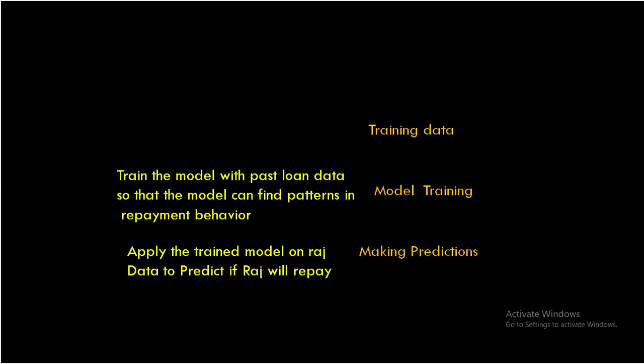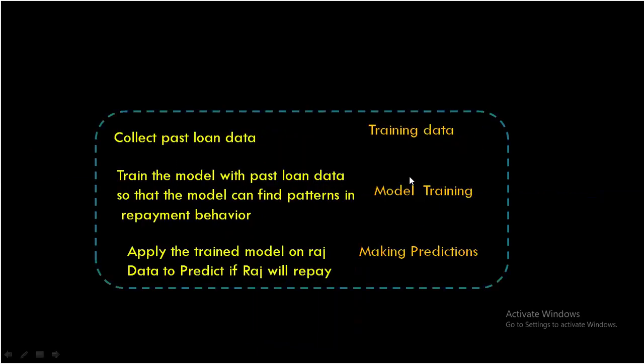What are the steps involved here? You need to have the data. You need to extract the historical data. With that historical data, you need to train your model. Once you train your model, you apply the trained model on the new data. Whatever pattern it learns, that is its experience. It applies the experience on the new person's data, and then the model gives the predicted output.